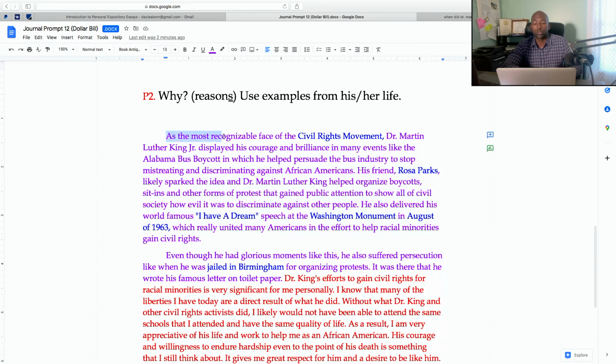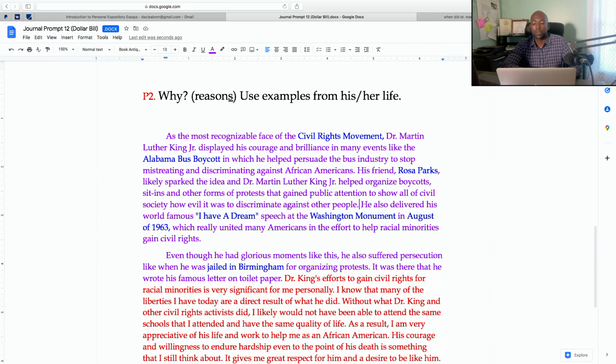Okay. As the most recognizable face of the civil rights movement, Dr. Martin Luther King Jr. displayed his courage and brilliance in many events, like the Alabama bus boycott. I forgot to put that in blue, so I'm going to put that in blue now. In which he helped persuade the bus industry to stop mistreating and discriminating against African Americans. His friend Rosa Parks likely sparked the idea, and Dr. Martin Luther King Jr. helped organize boycotts, sit-ins, and other forms of protest that gained public attention to show all of civil society how evil it was to discriminate against other people.